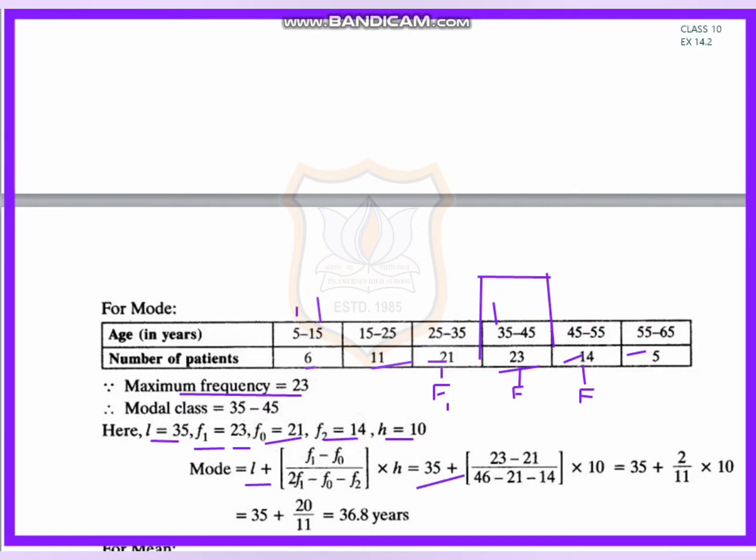F1 minus F0 means 23 minus 21, upon 2 into F1, means 2 into 23 is 46, minus F0, 21, minus F2, 14. First of all, 35 as it is, 23 minus 21 is 2, 46 minus 21 minus 14, answer is 11, into 10. Then 2 is multiplied with 10, we will get 20. 20 by 11 is 1.8, and 35 is added to 1.8, so we will get the result equals 36.8.